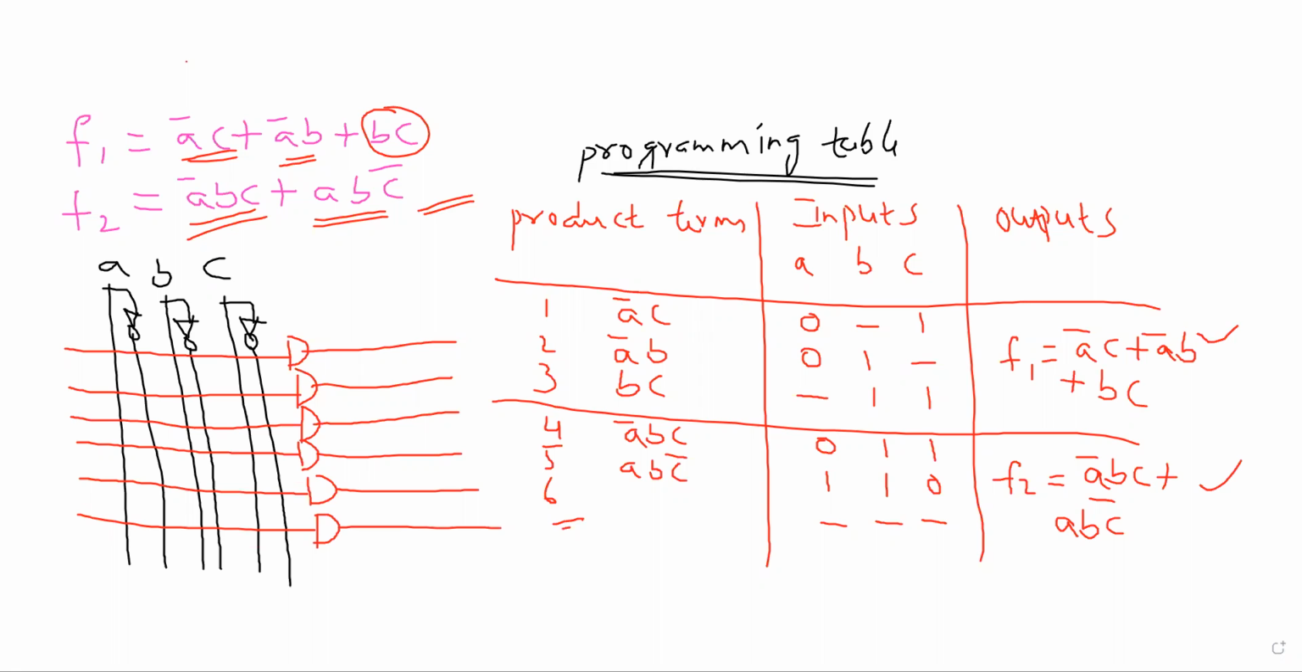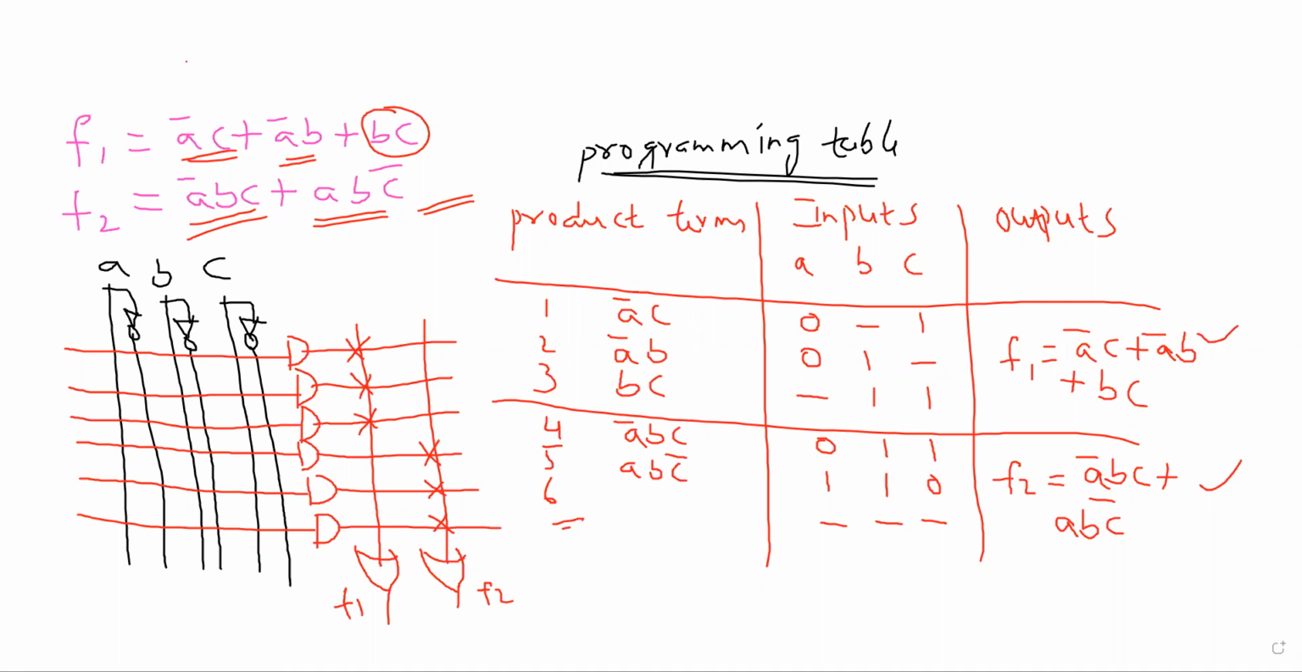1 and 2. Therefore we have to draw 2 OR gates here, 2 OR functions. This is 1 and this is 2. Let us consider F1 and F2. Okay, this is F2. Now the first 3 product terms should connect to F1, 1, 2, 3. The next 3 product terms should connect to F2, 1, 2, 3.